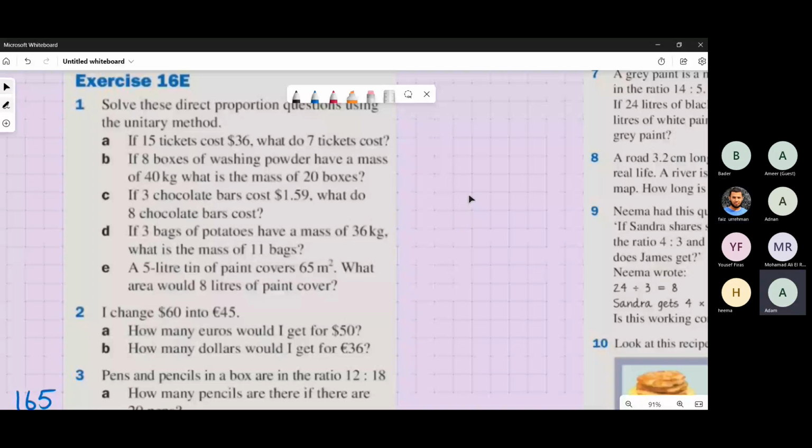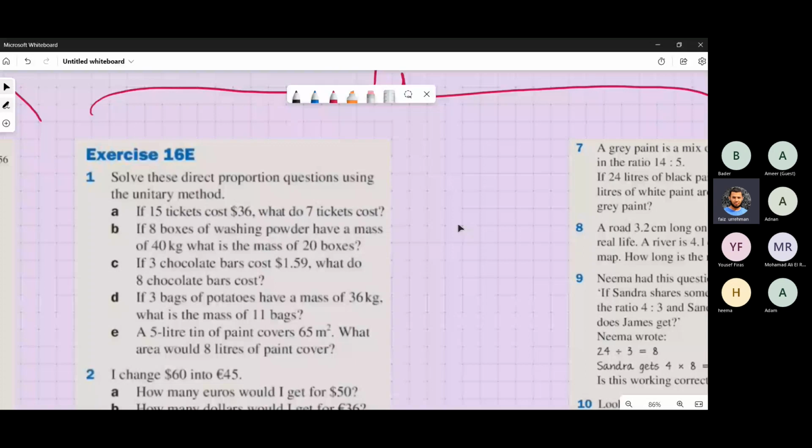Okay. So in this question, we have two types of measures. We have tickets and we have dollars, and then dollars is like a question mark for us. Okay. So what will you do? You will make a ratio of ticket to dollar. How? It's like 15 tickets are costing me $36. So 7 tickets will cost me how much dollar?